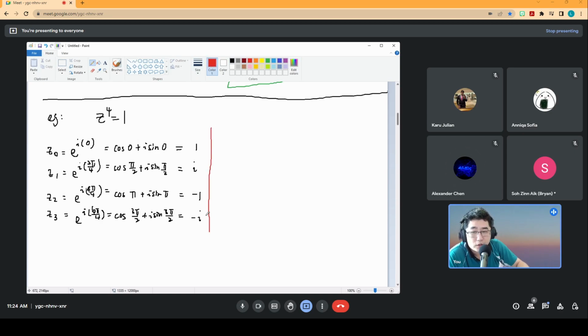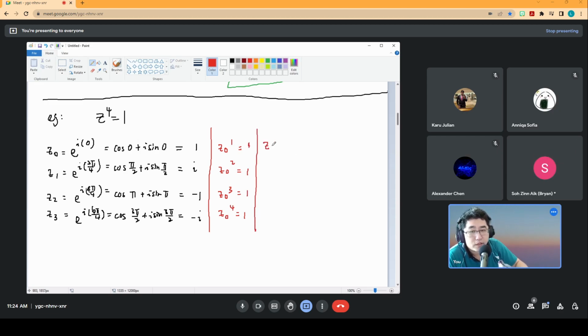So what if we do Z0 power 1, Z0 power 2, Z0 power 3, Z0 power 4? This one is nothing special, isn't it? Because they are all 1, 1, 1, 1, right?